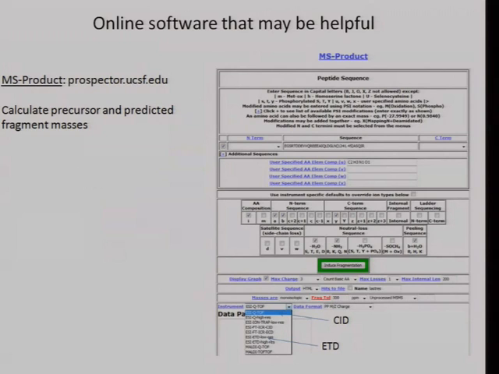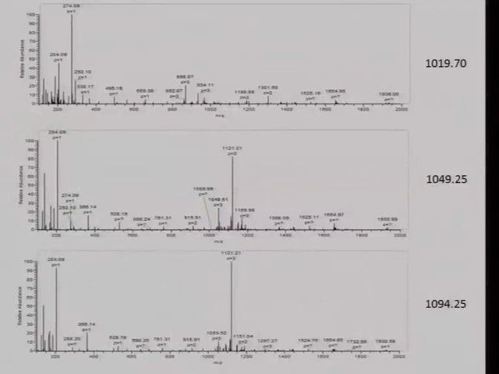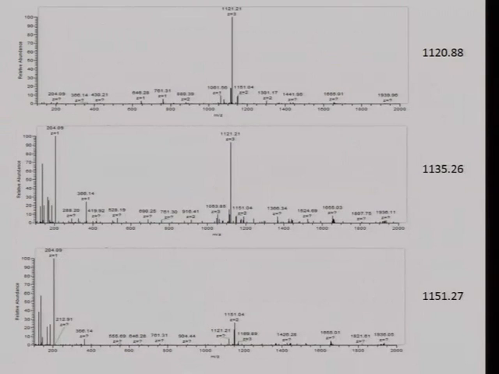Providing you get a fragmentation spectrum so that we can say that it looks like it's the same peptide. So we've gone through these 3 and decided that the first one is a different peptide and the second 2 are the same. These are the next 3 spectra.